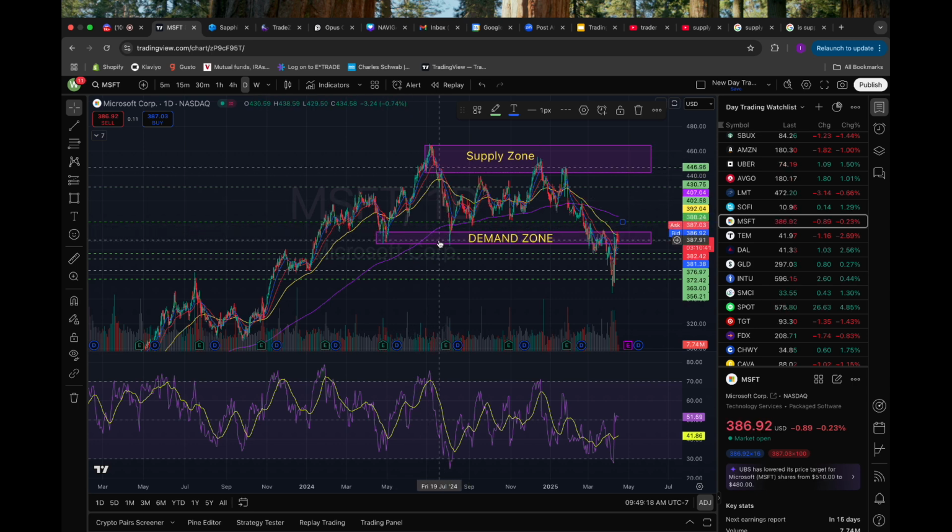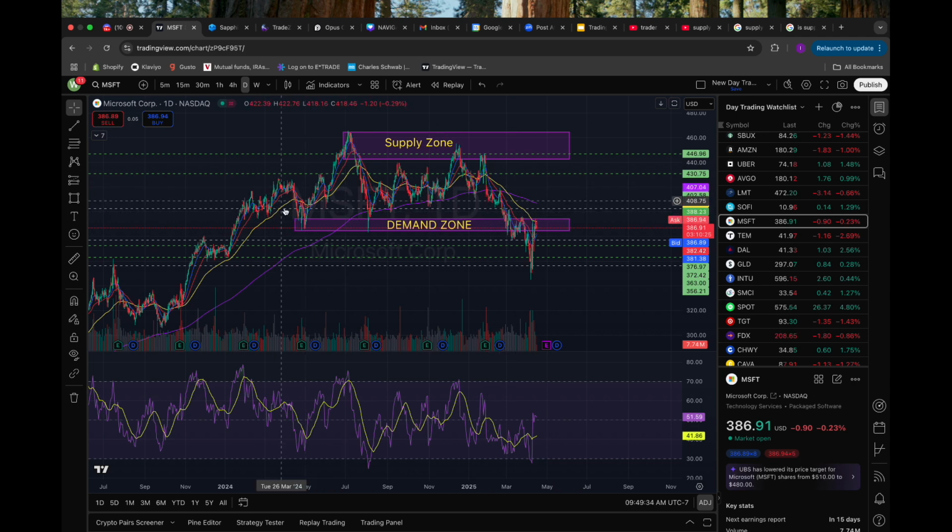Okay. When I'm looking at demand zones and supply zones, I'm looking at it on the daily time frame, right? And then I'm also looking at it over time. So if I have 2 or 3 touches, then I'll know that that's a zone. So for example, right here on Microsoft, we had a touch here, we bounced up. We had a touch here, we bounced up, right? And now we came down and we had the zone right here.